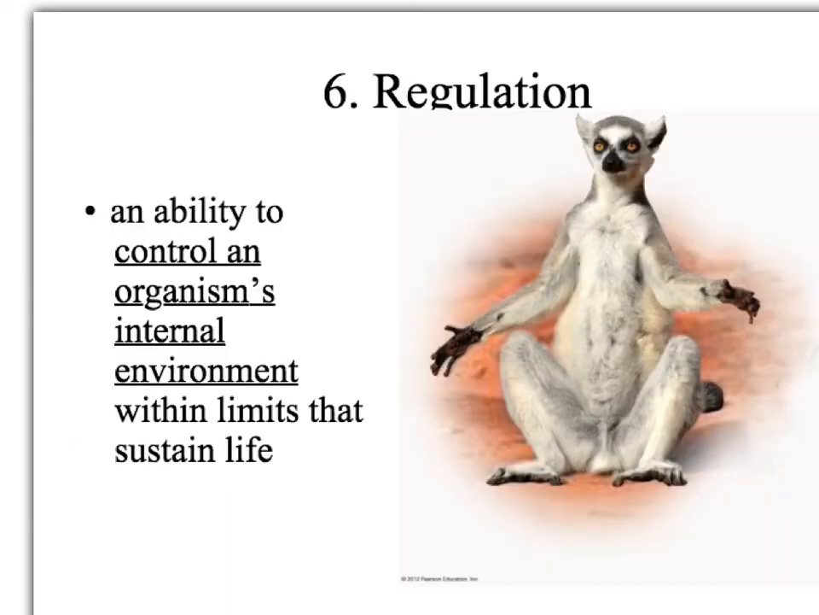And another characteristic of life is to be able to regulate. I prefer the word homeostasis, but this textbook's using regulation. So regulation is an ability to control an organism's internal environment within limits that sustain life. You'll notice that in this particular chapter, Campbell really likes his lemurs. So we have our picture here of a lemur that is cooling himself off.